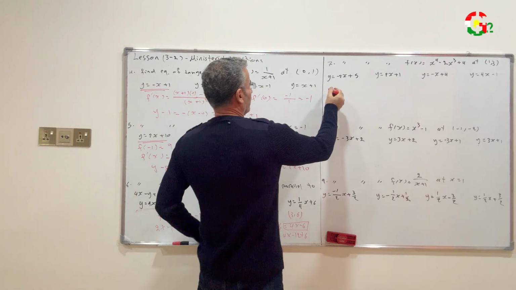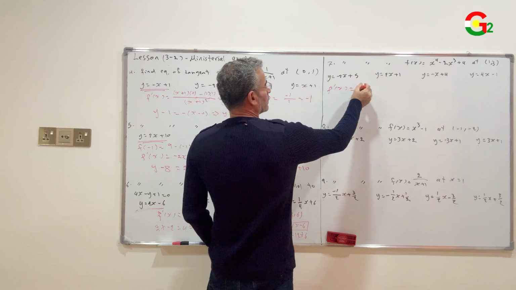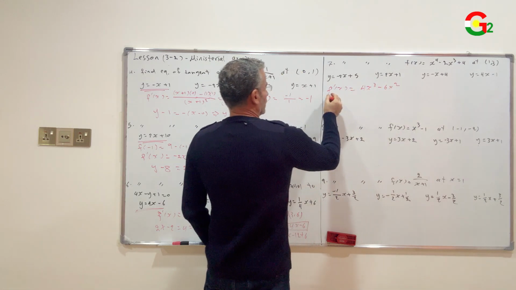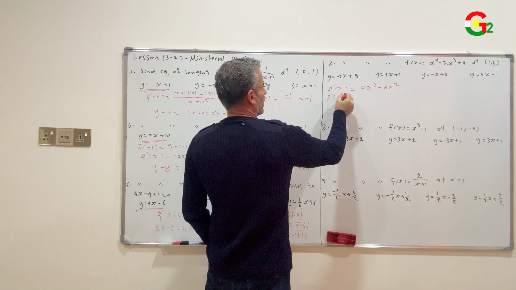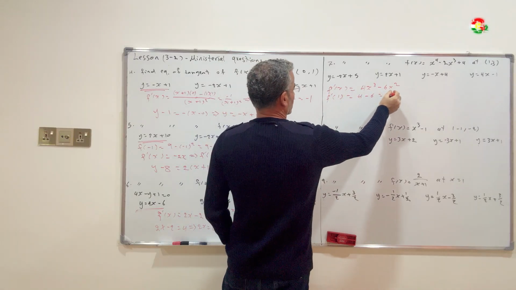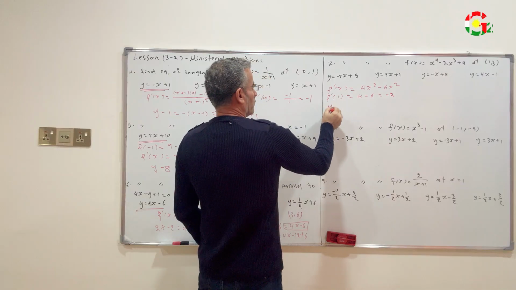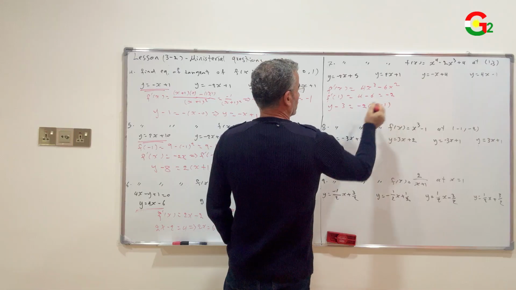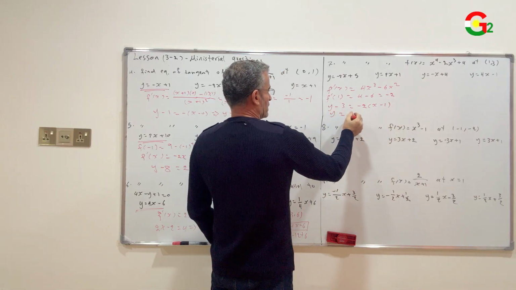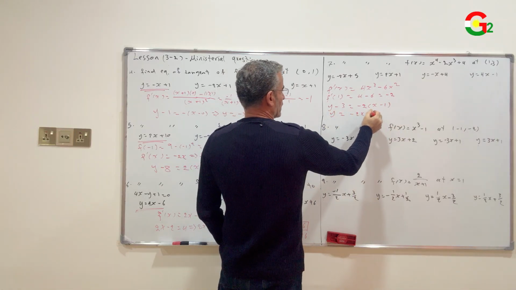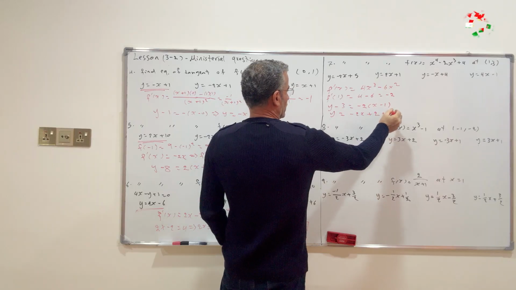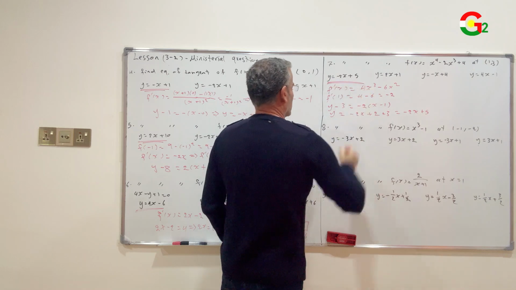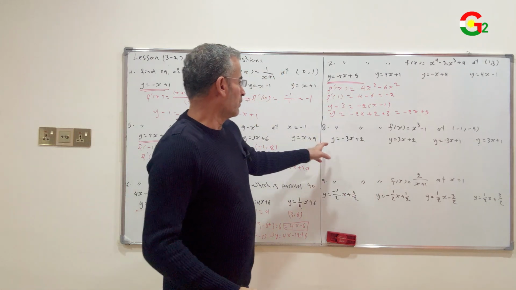f'(x) equals 4x^3 minus 6x^2. At the point of tangency, f'(1) equals 4 minus 6, equal to -2. y minus y1 equals the slope -2 times (x minus x1). Simplify this. y equals -2x plus 2 plus 3, equal to -2x plus 5. Choice A. Question number 8.